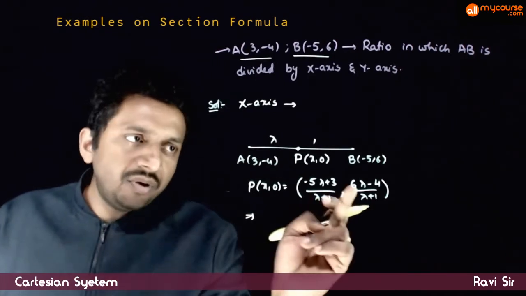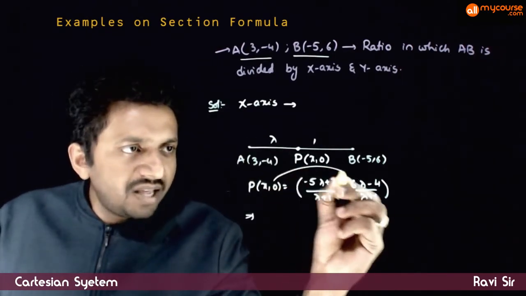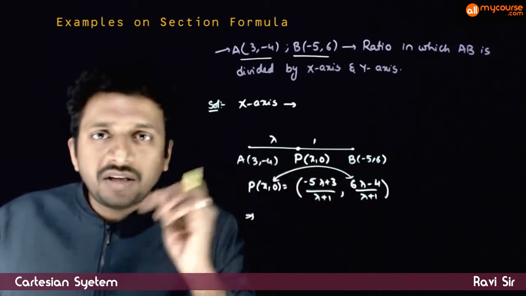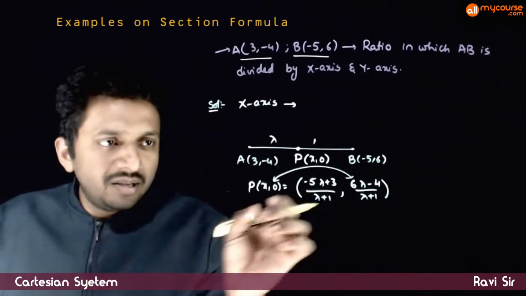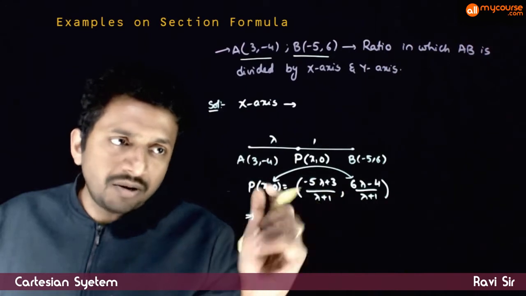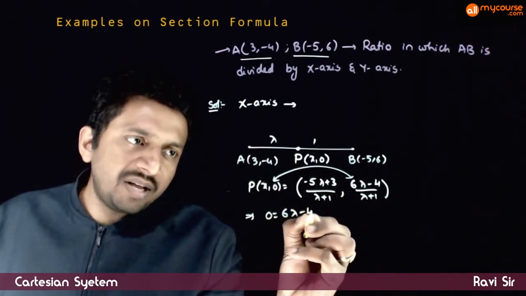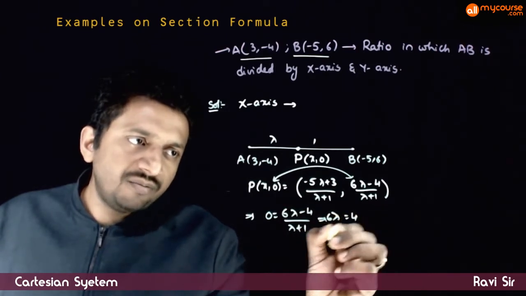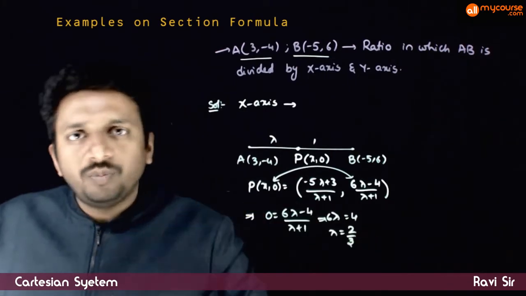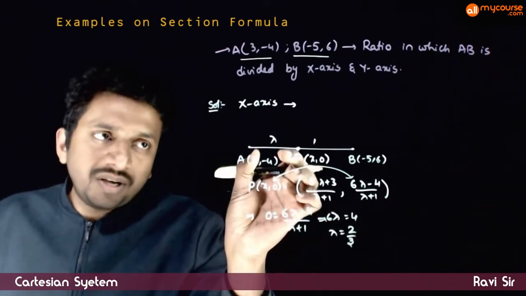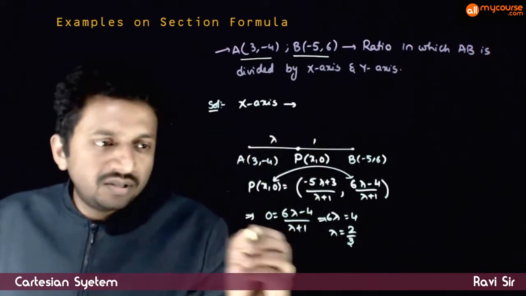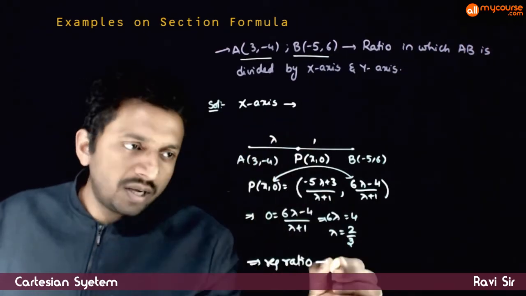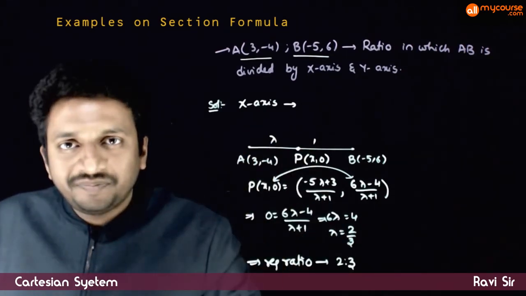So this implies now you want lambda. So equate the y coefficients, because in the x coefficient, lambda is also unknown. You won't get a number for lambda. But here y is known and lambda is unknown. So 0 is equal to (6 lambda minus 4) by (lambda plus 1). So 6 lambda is equal to 4. Lambda is equal to 2 by 3. Hence the ratio is 2 by 3 is to 1. So the required ratio is 2 by 3 is to 1, or simply 2 is to 3.